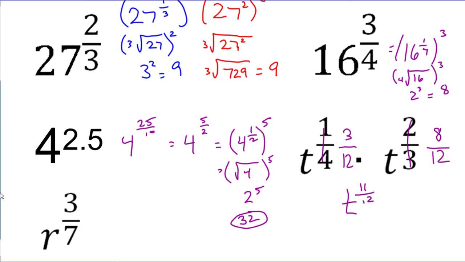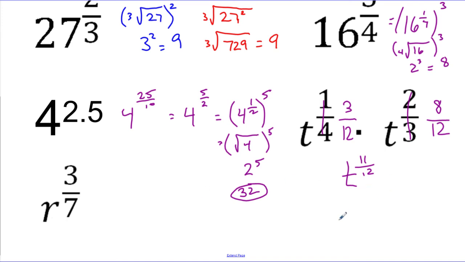And if I want this to be in radical form at the end, the most I could do here is say that this is now the 12th root of t to the 11th power, right? And this would be a simplified way of writing the product of these two expressions.